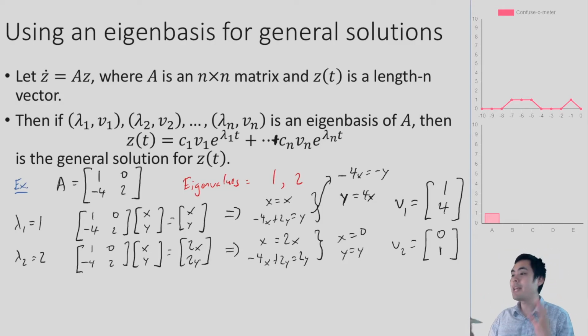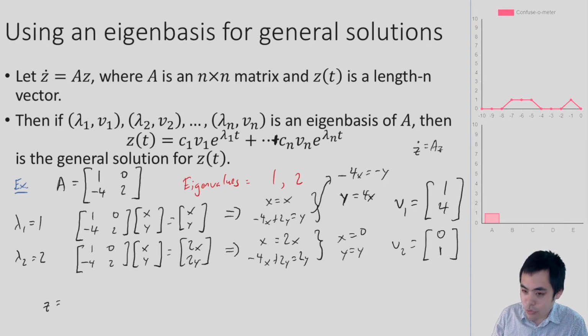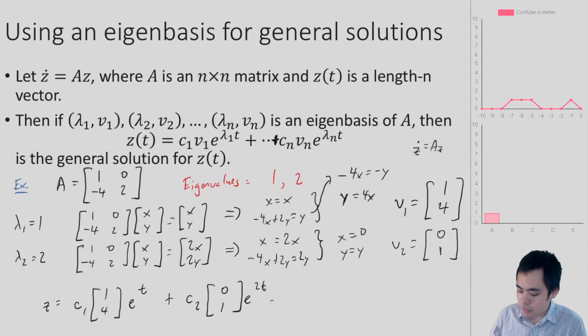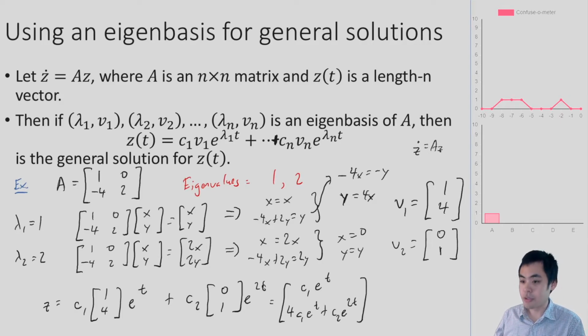Okay, so this is our full eigendecomposition for this matrix. And that means that once we have the eigendecomposition, we immediately know that, so this was z dot is equal to Az, and then you immediately know that z is equal to some constant times 1, 4 e to the t plus some other constant times 0, 1 e to the 2t. Or you can also rewrite this as c1 e to the t and 4 times c1 e to the t plus c2 e to the 2t. So this is the general solution.